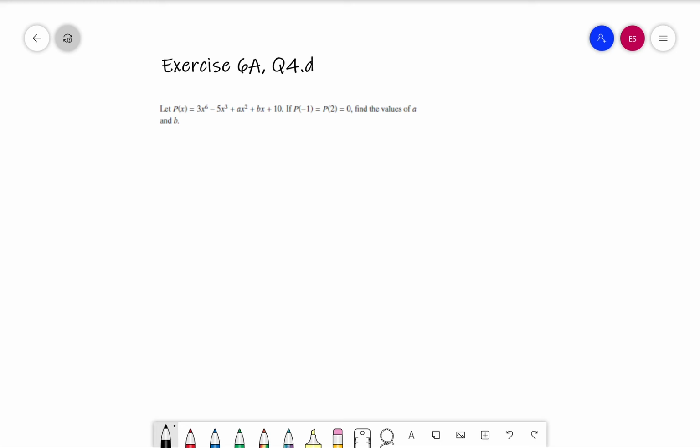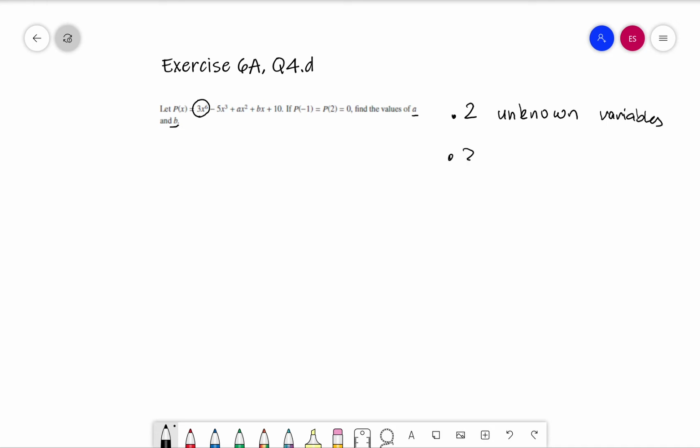Alrighty, so we're doing question 4d of exercise 6a. Now we're given some polynomial. It's of degree 6 because the leading power is 6. Now we want to find the values of a and b. So we have two unknown variables, a and b.